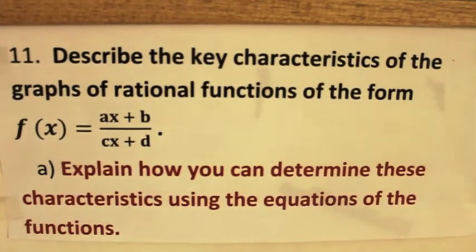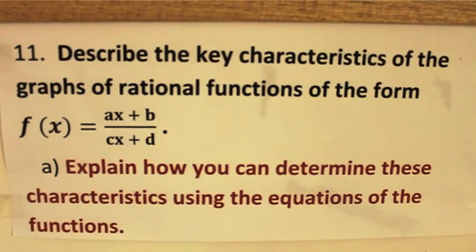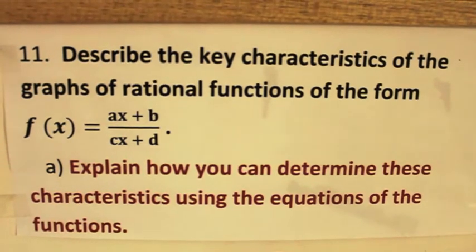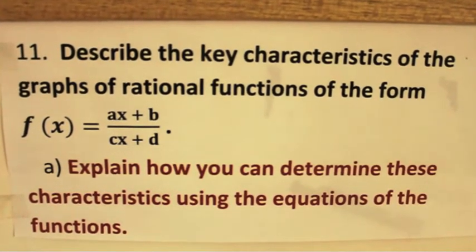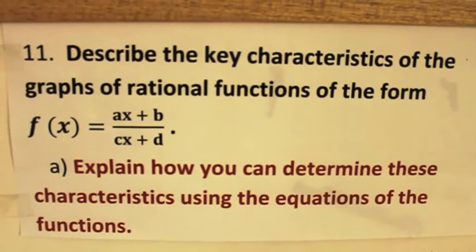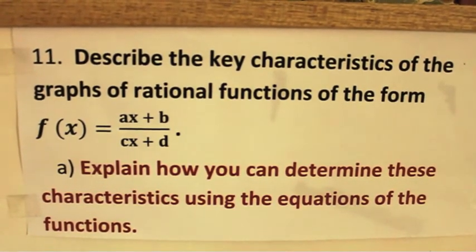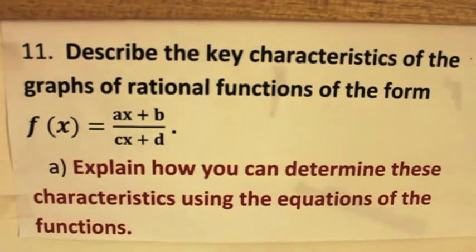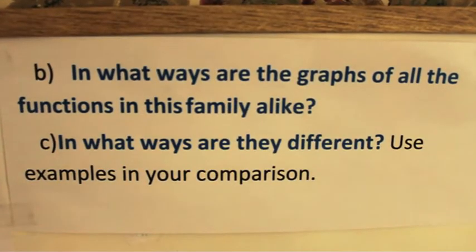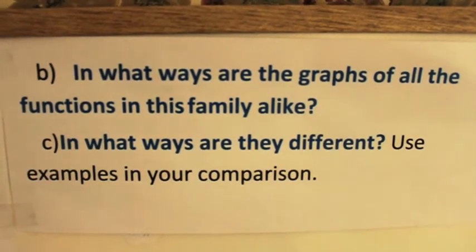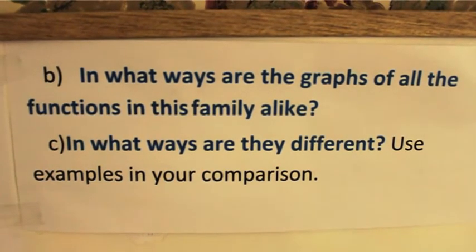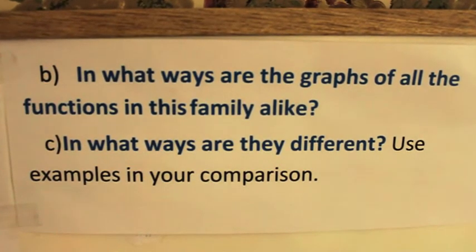The problem that I'm going to be solving today states: describe the key characteristics of the graphs of rational functions of the form f(x) equals (ax plus b) divided by (cx plus d). Explain how you can determine these characteristics using the equations of the functions. In what ways are the graphs of all the functions in this family alike? In what ways are they different? Use examples in your comparison.